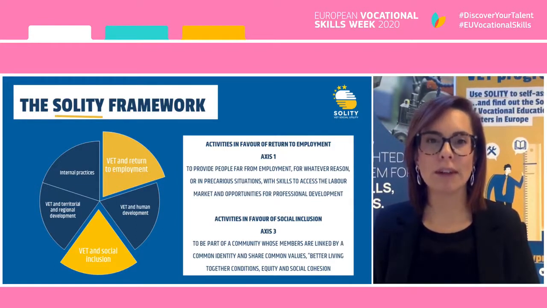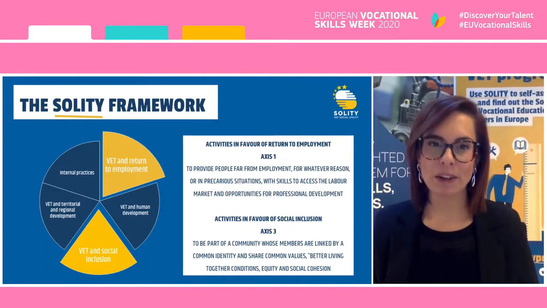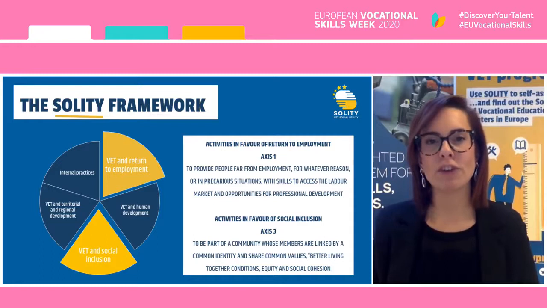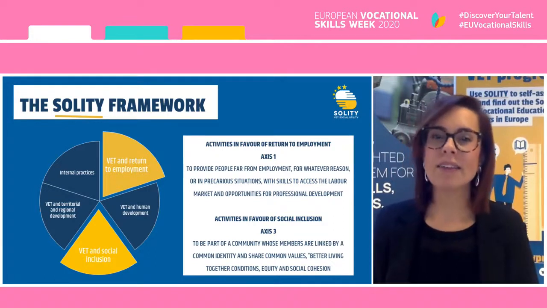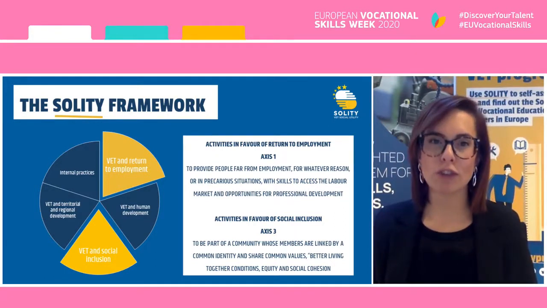be improved over time. The SOLITY framework has identified 5 main axes as pillars of social utility, but there are 2 in particular which are of relevance to the topic of this workshop. And these are axis number 1, activities in favor of return to employment, and axis number 3, activities in favor of social inclusion.